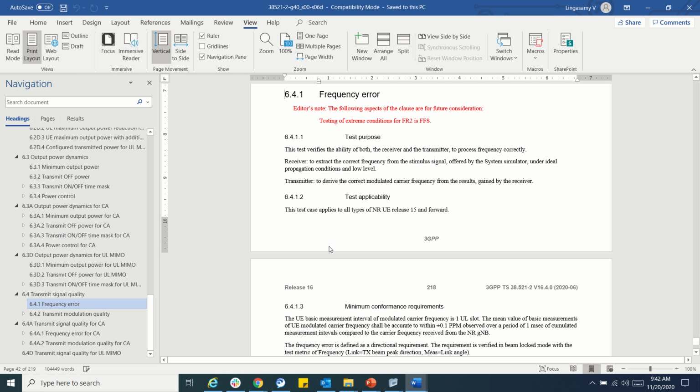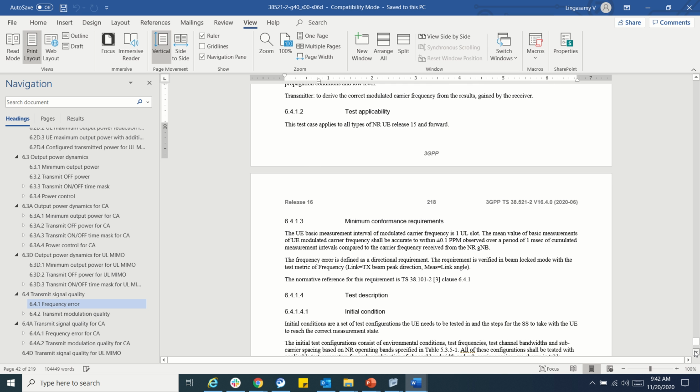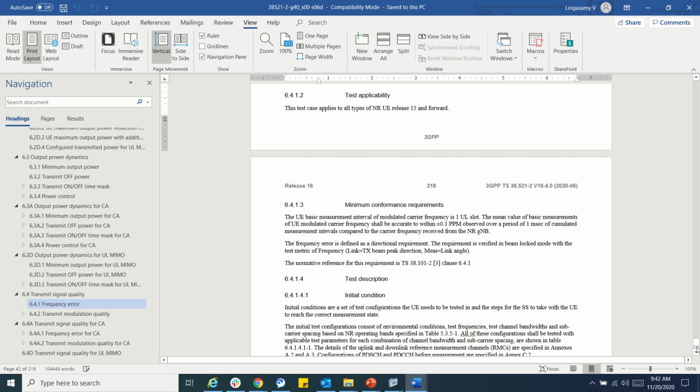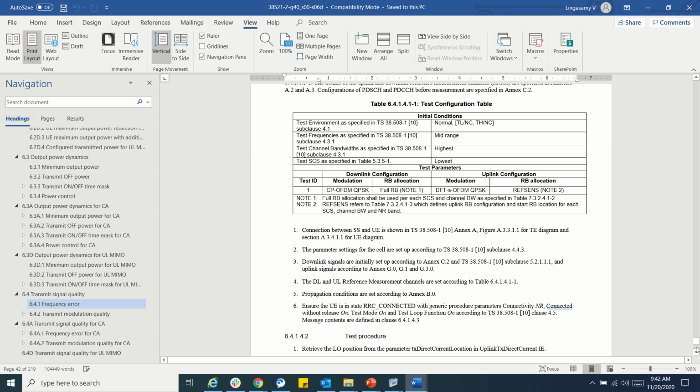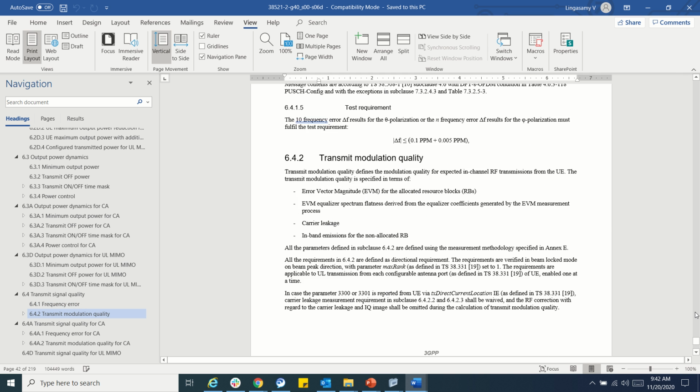What is the quality of signal? It can be measured using the frequency error. If the measured frequency error is beyond a certain limit, then it means your design is not proper. Then we have to check the RF component level and many things.